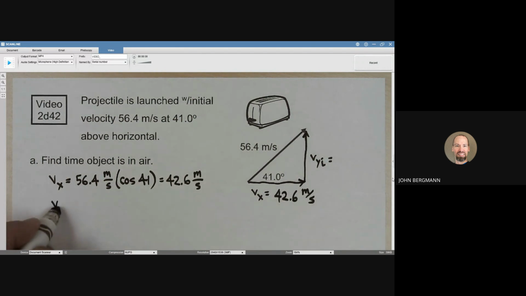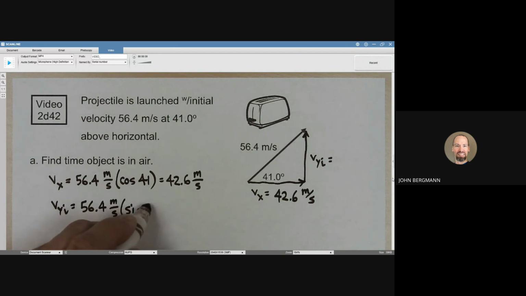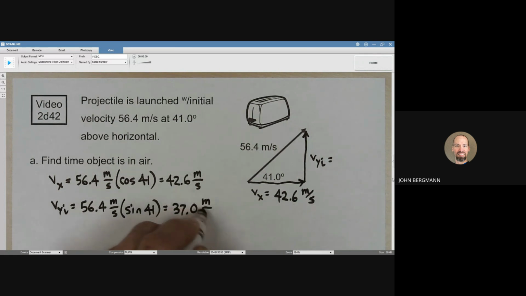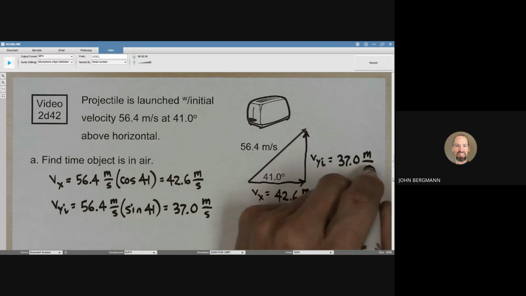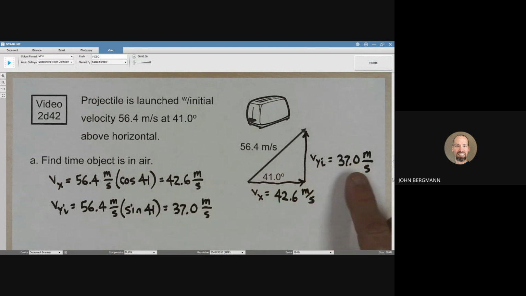Vy initial is going to be 56.4 times the sine of 41. To three significant figures, that comes out to be 37 meters per second. That is exactly the upward launching speed that we used in the previous video with the blender.